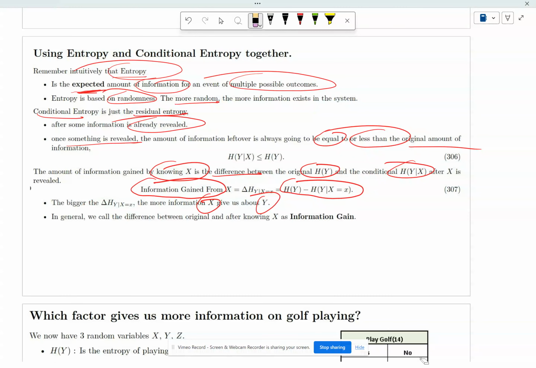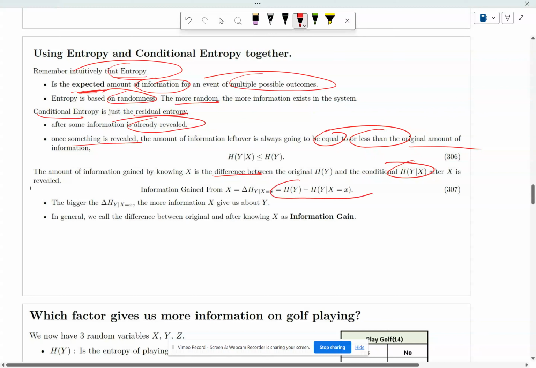If the information gain after X is huge, that means there's not much information left about Y, and therefore X must tell us a lot about Y. And this is called the information gain: the difference before and after X was given.